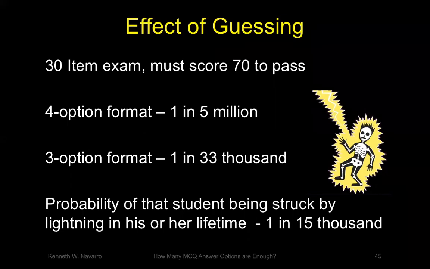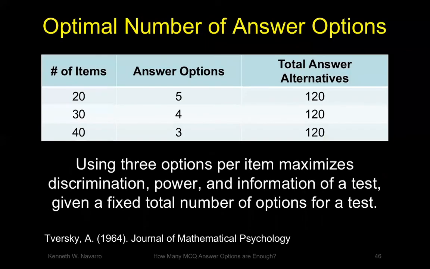So more than half a century ago, there actually was some evidence to suggest that if you took the total answer alternatives and held them constant by adjusting the number of items and the number of answer options, then using 3 options per item maximized discrimination, power, and information from a test. Again, if you hold the total answer alternatives consistent.